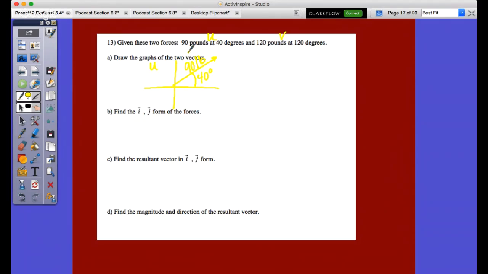A force, because again, magnitude could be force, it could be miles per hour, which is speed. It also could be distance. So any of those is our magnitude. Then we looked at vector v, which would be 120 pounds at 120 degrees, okay? So we got 120 degrees. So here we are. And then this is 120 pounds, okay?